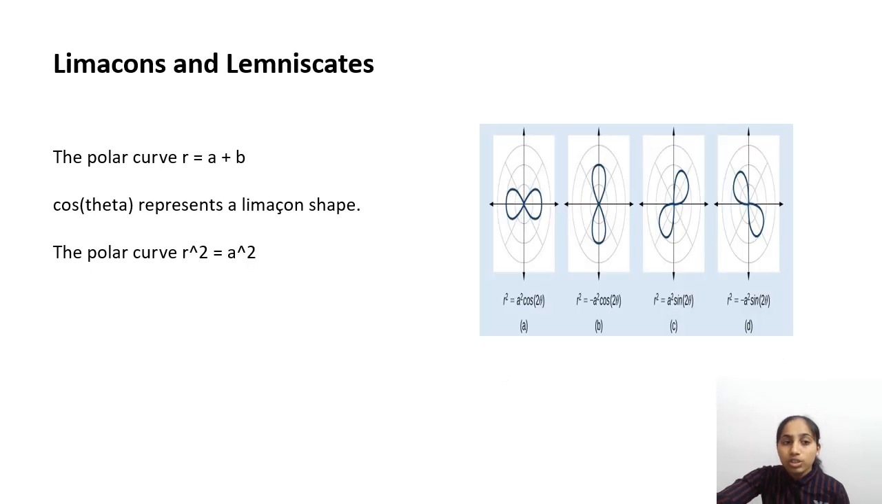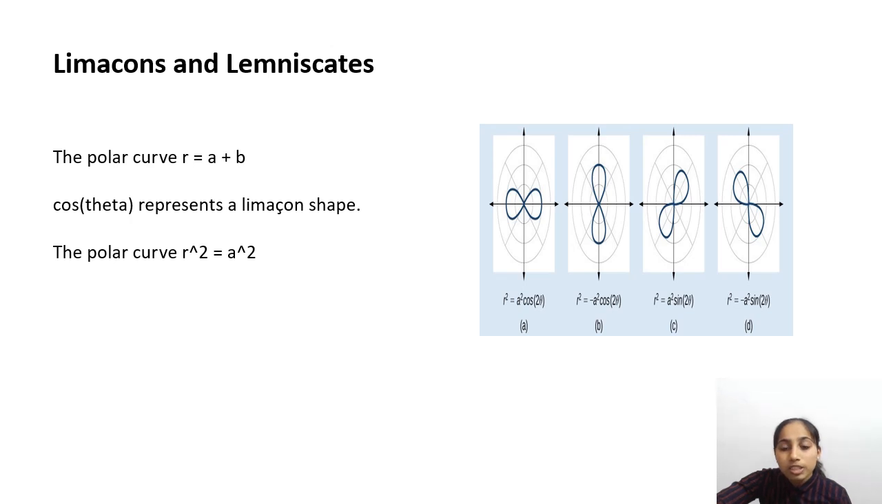We will move on to the next slide, that is limacons and lemniscates. The polar curve r equal to a plus b cos theta represents a limacon shape. The polar curve r squared equal to a squared represents a lemniscate. In this picture we can see the limacons and lemniscates.